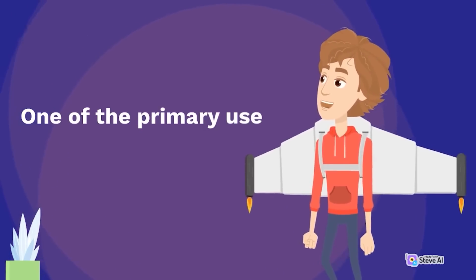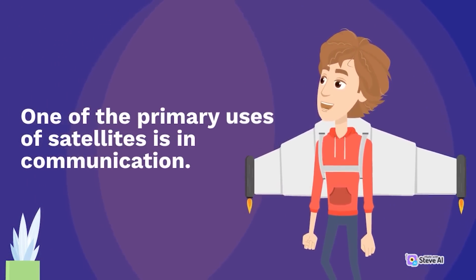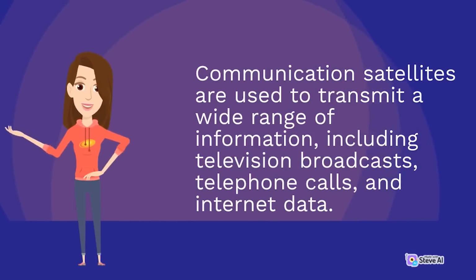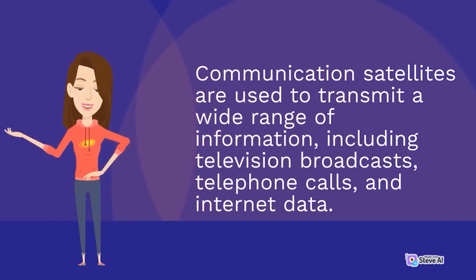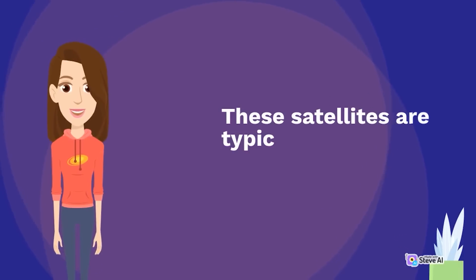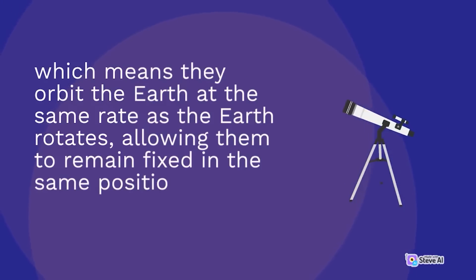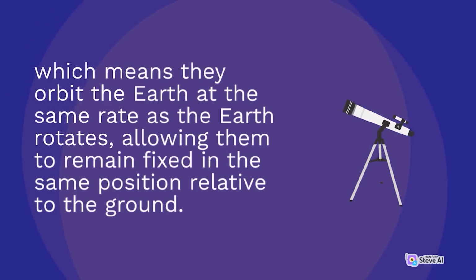One of the primary uses of satellites is in communication. Communication satellites are used to transmit a wide range of information, including television broadcasts, telephone calls, and internet data. These satellites are typically placed in geostationary orbit, which means they orbit the Earth at the same rate as the Earth rotates, allowing them to remain fixed in the same position relative to the ground.